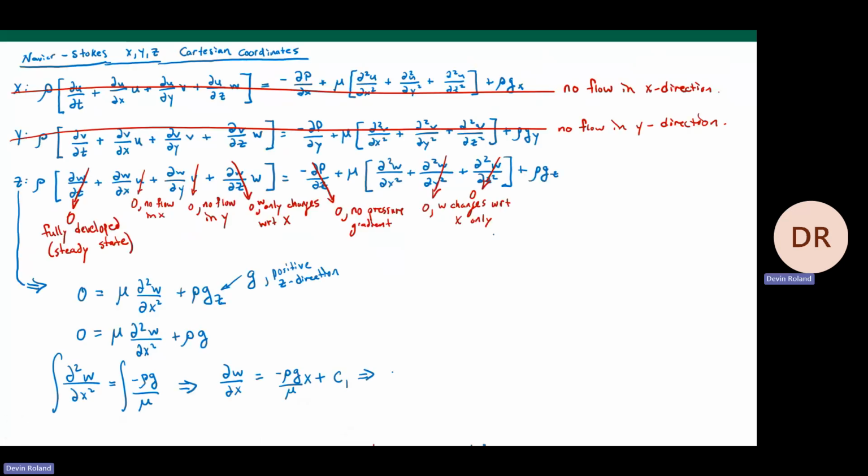And then integrate again. We get w of x is equal to negative rho g over 2 mu x squared plus c1 x plus c2, where the 2 came from that integration of x to x squared over 2.